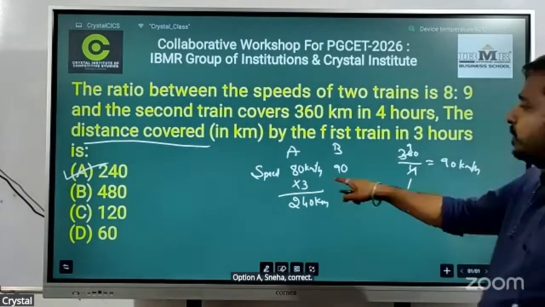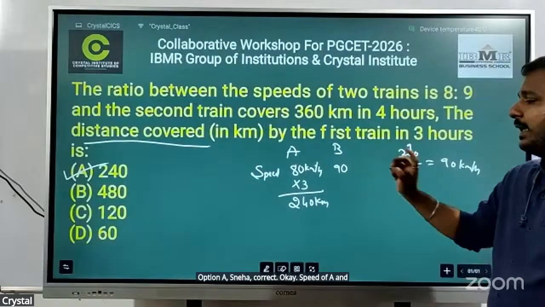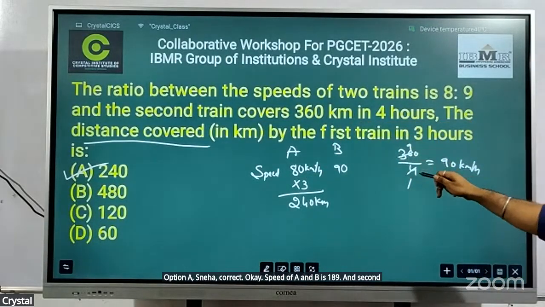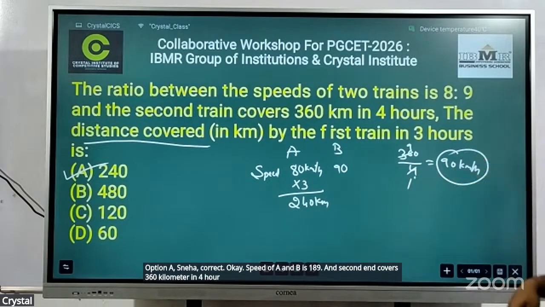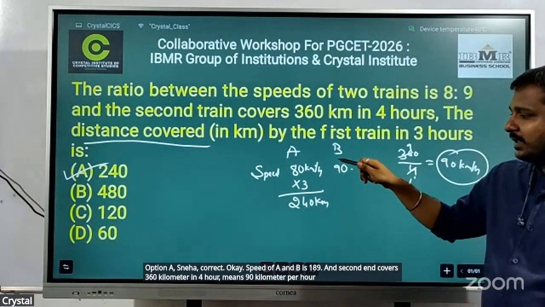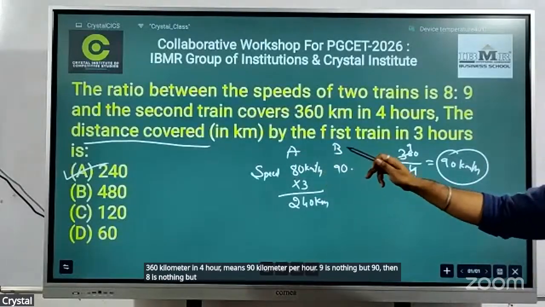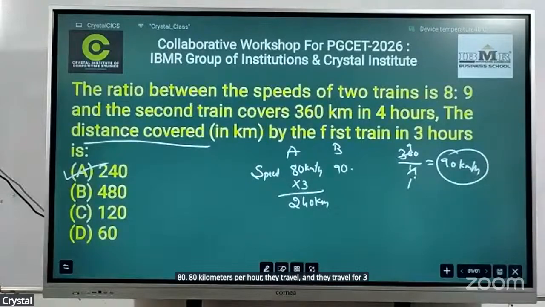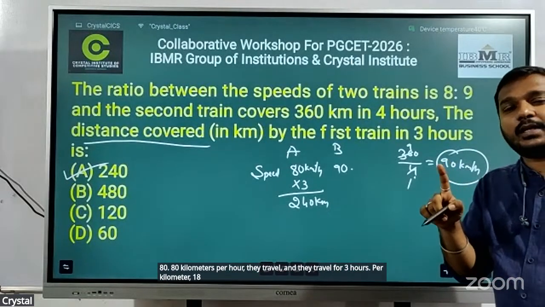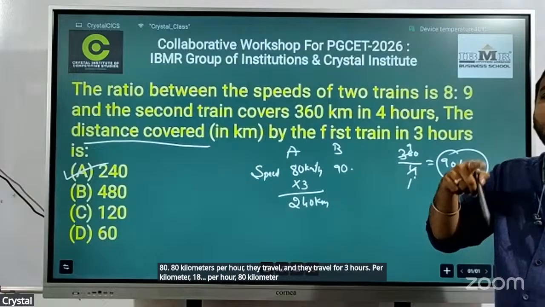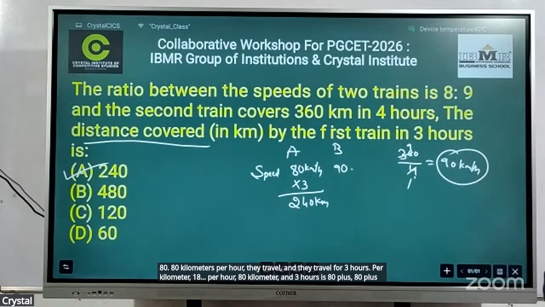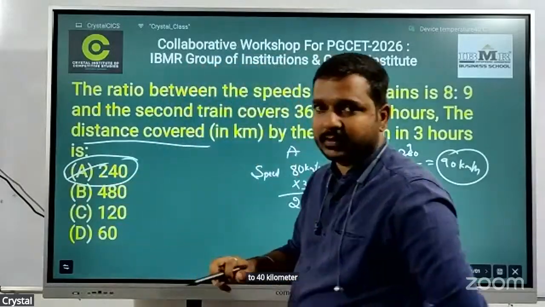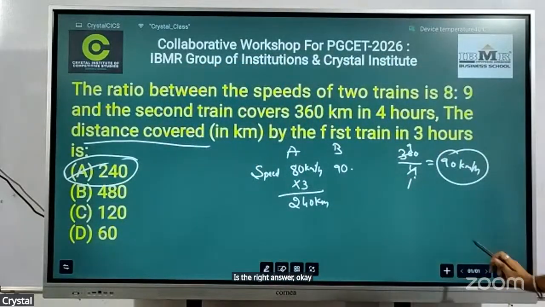Okay. The speeds of A and B are in the ratio 8 and 9. The second train covers 360 kilometers in 4 hours, which means 90 kilometers per hour. 9 is nothing but 90, then 8 is nothing but 80. They travel at 80 kilometers per hour for 3 hours. 80 plus 80 plus 80 is 240 kilometers, which is the right answer. Okay, next.